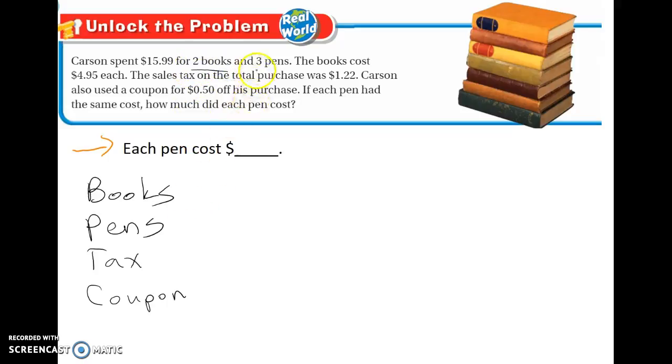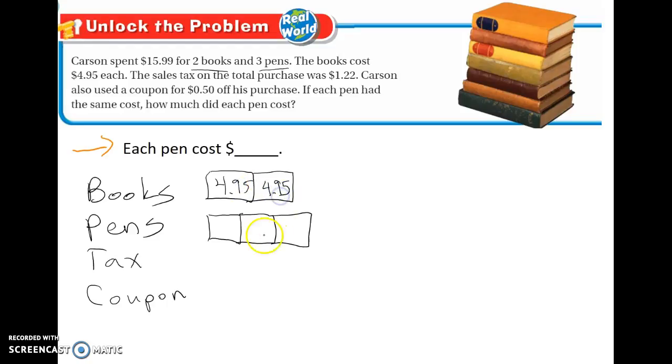There's 2 books and 3 pens. So I'm not going to be super careful about all these boxes being exactly the same, but I know that the books are the same cost and the pens are the same cost as each other, but not necessarily as the books, so I'm going to make them slightly different sizes. The books cost $4.95 each, so I can put that into these boxes. I'm just now filling in all of the information I know.